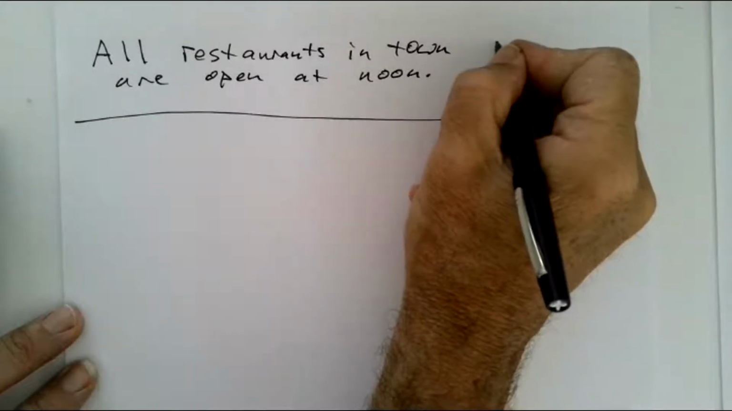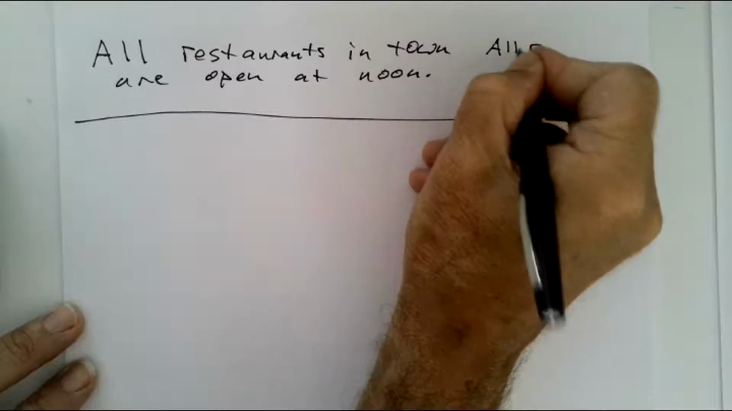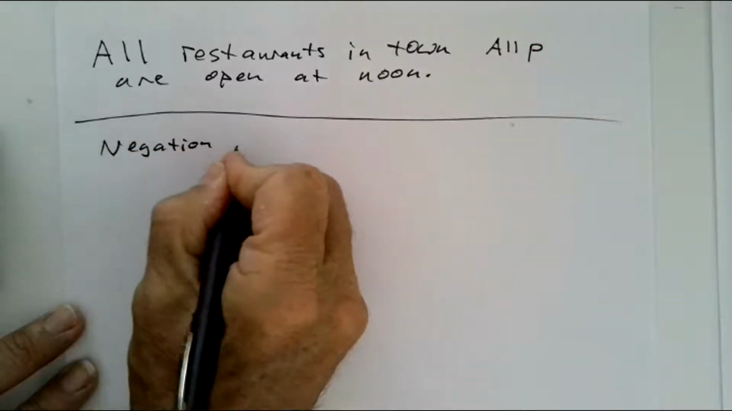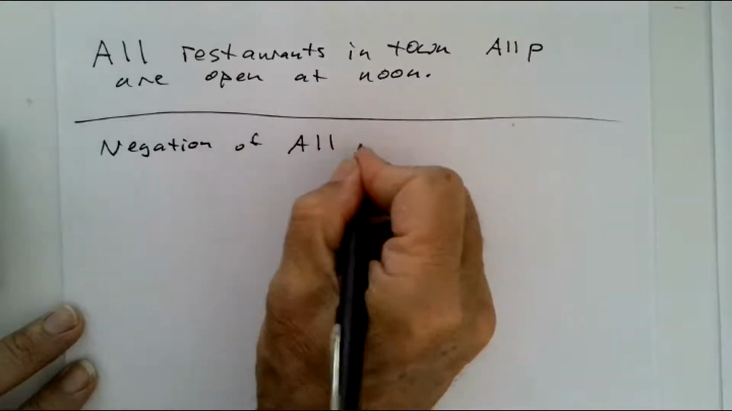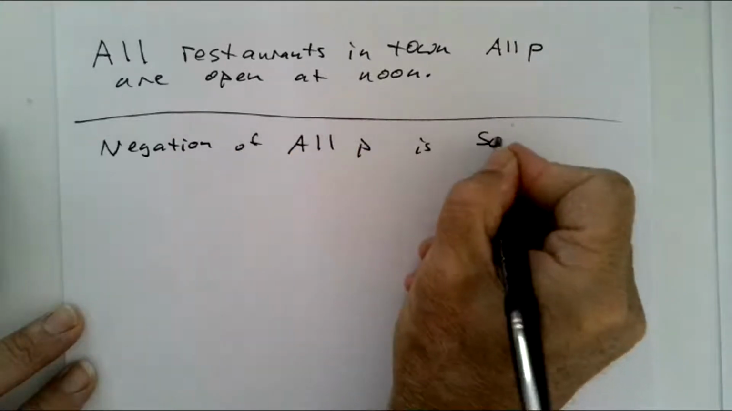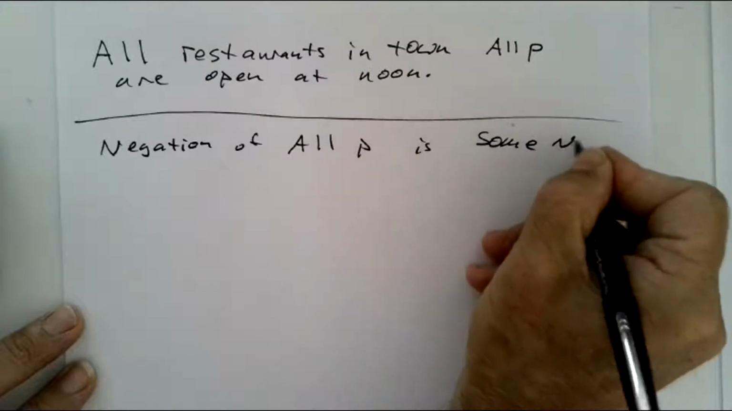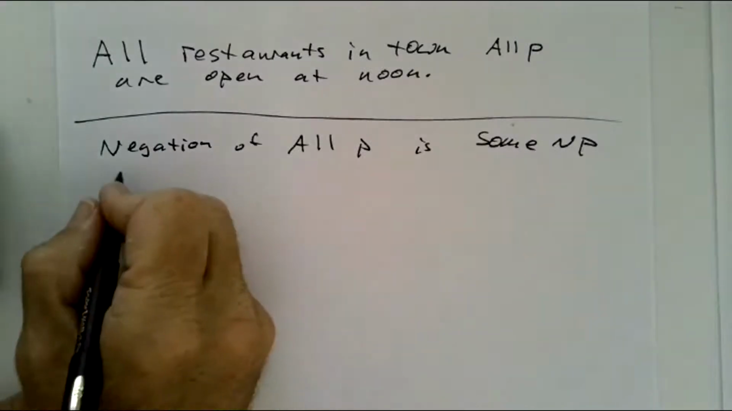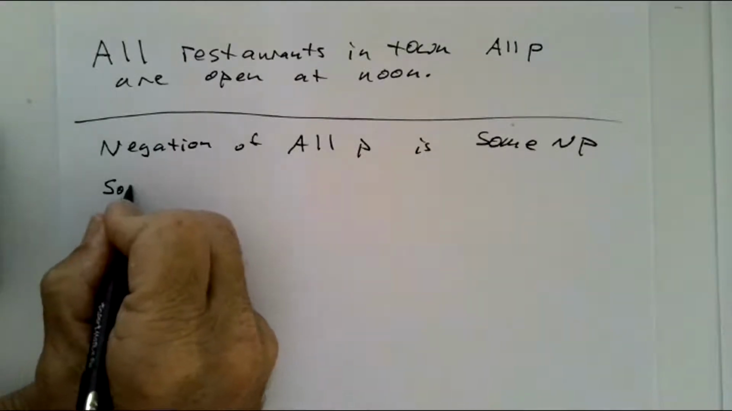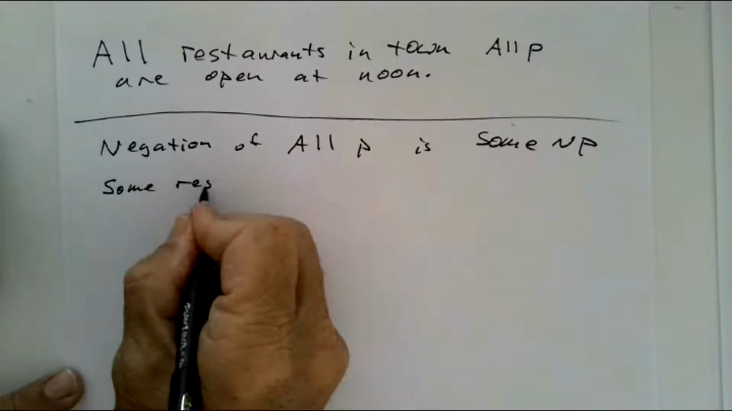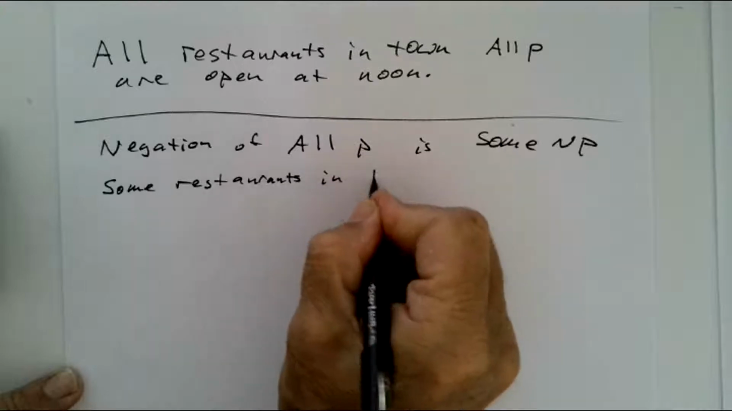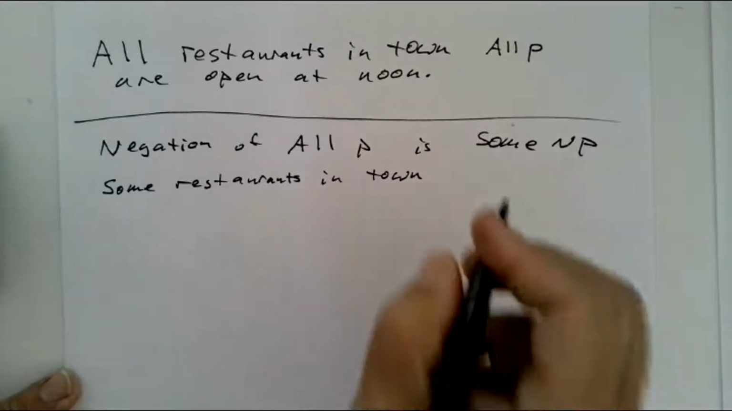So we have all P. The negation of all P is some, not P. So how do we go ahead and rewrite that in words? We would say some restaurants in town are not open at noon.